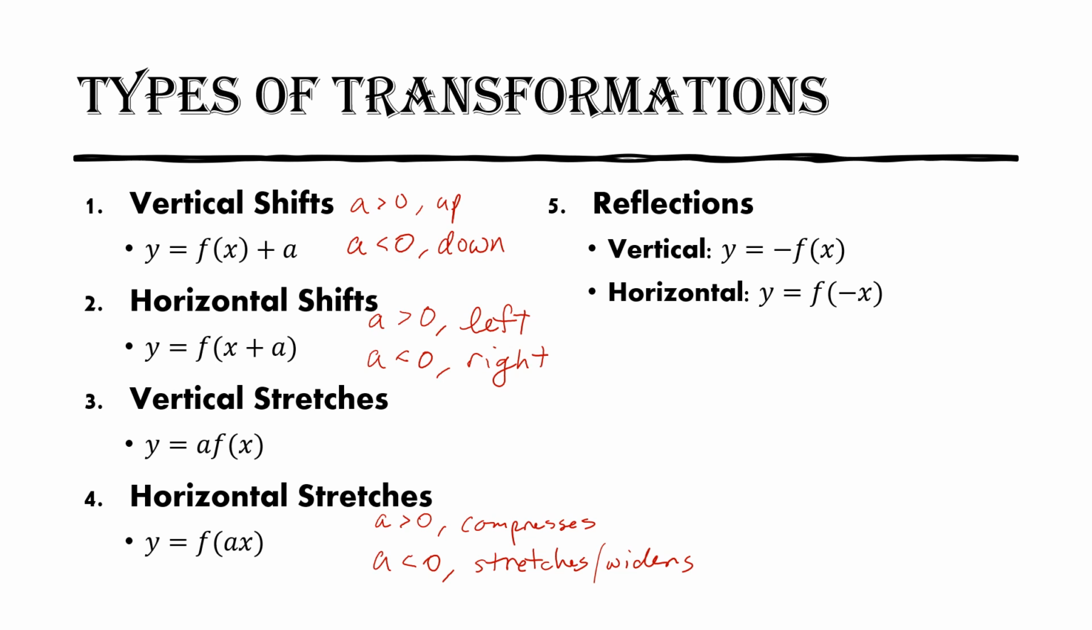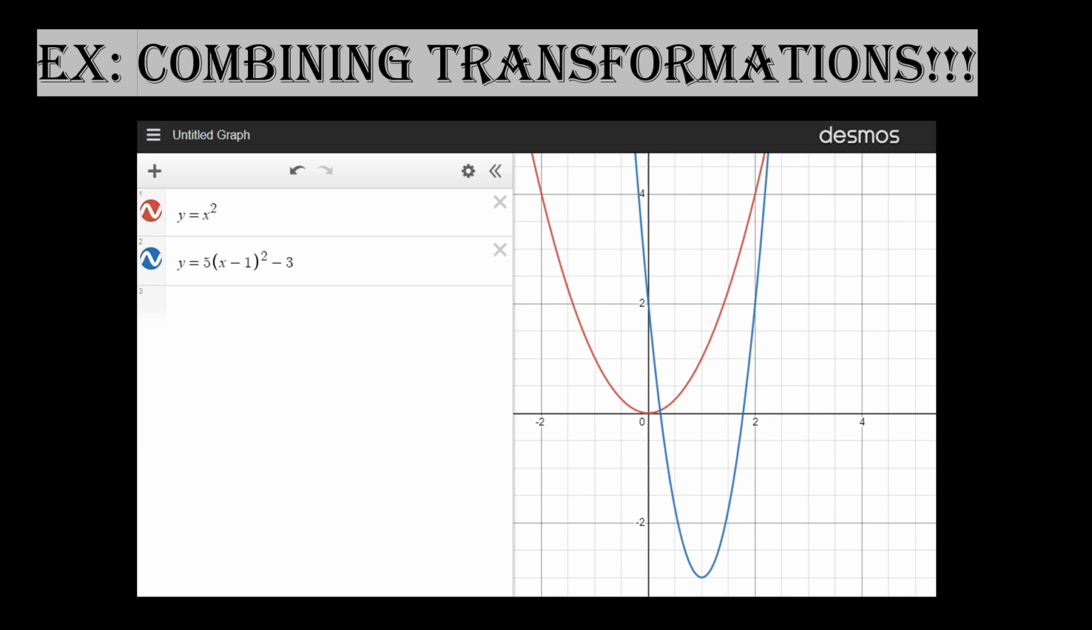So the cool thing is that we can actually combine a lot of these different transformations too. So don't feel that we're limited to just a single transformation. So just to give a quick example, here we're starting with our same parent function. Now look at all these different transformations. So we have a vertical stretch, we have a horizontal shift, and then a vertical shift. So I'm going to think about that horizontal shift first.